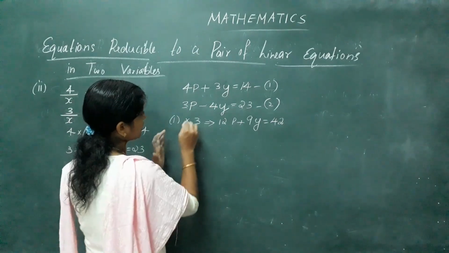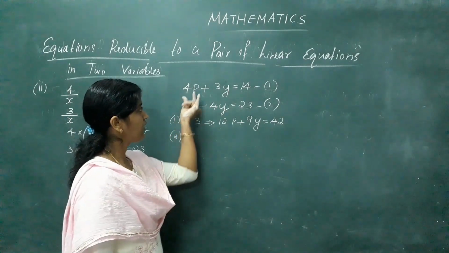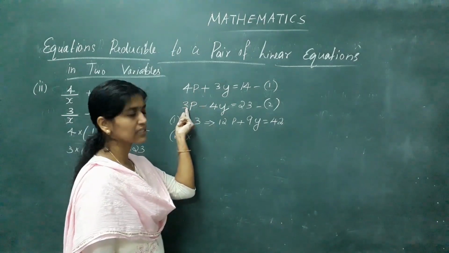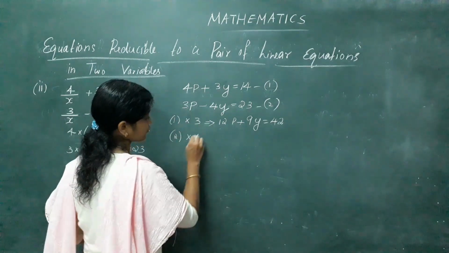Next, I have to take equation number 2. I have to multiply with what? Here the coefficient is 3. I have to multiply to make it as 12. Multiply with 4.